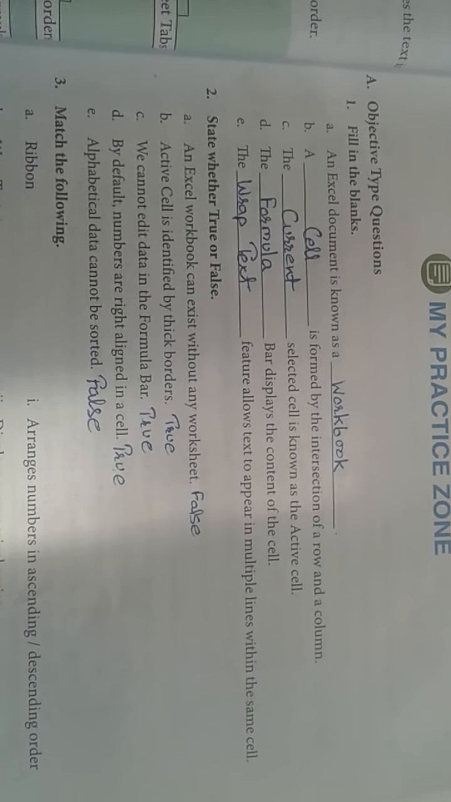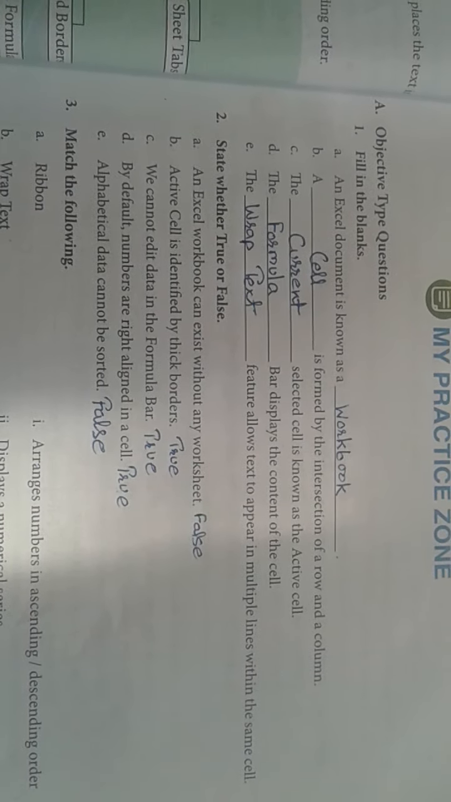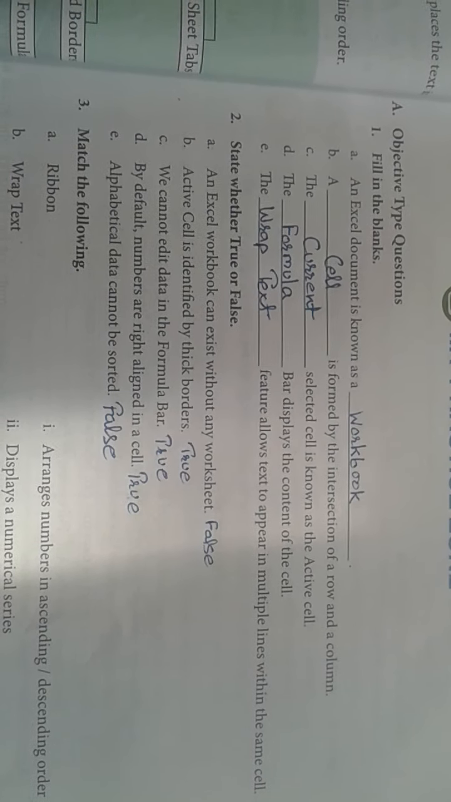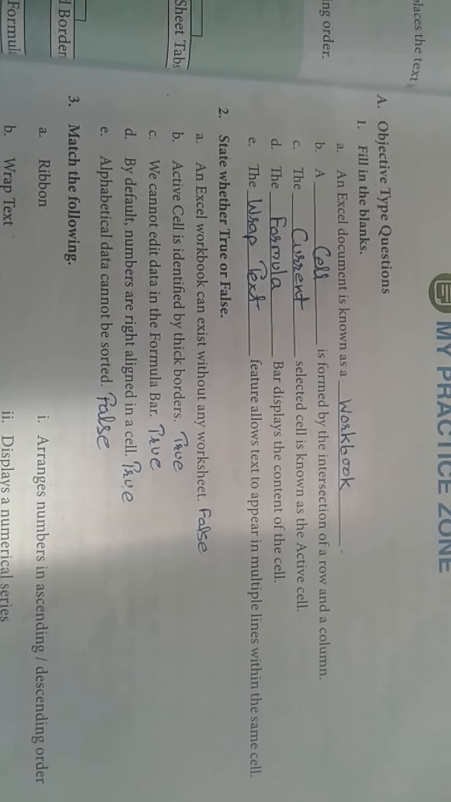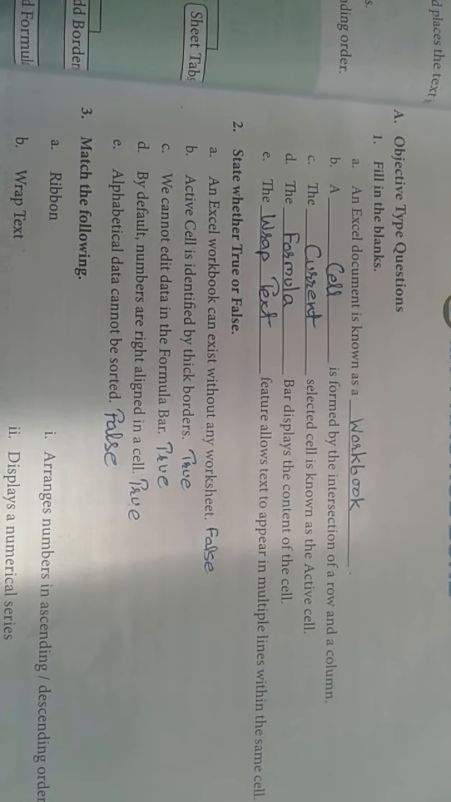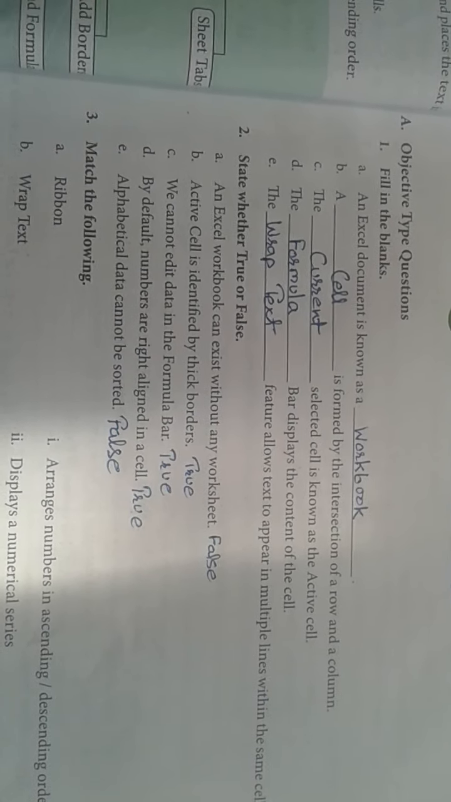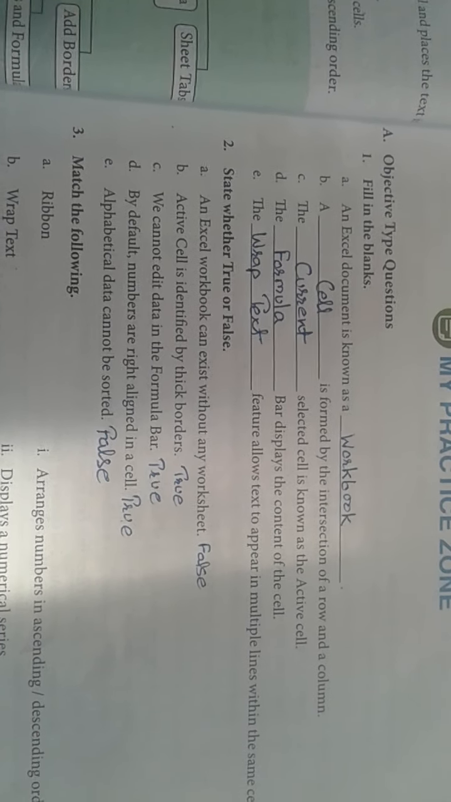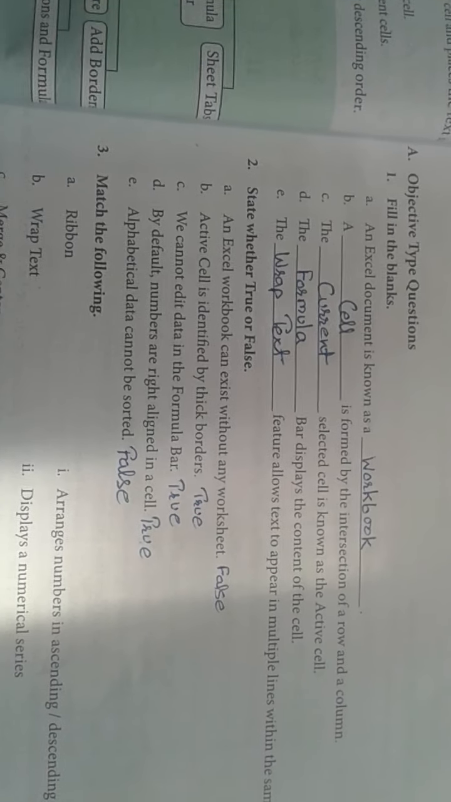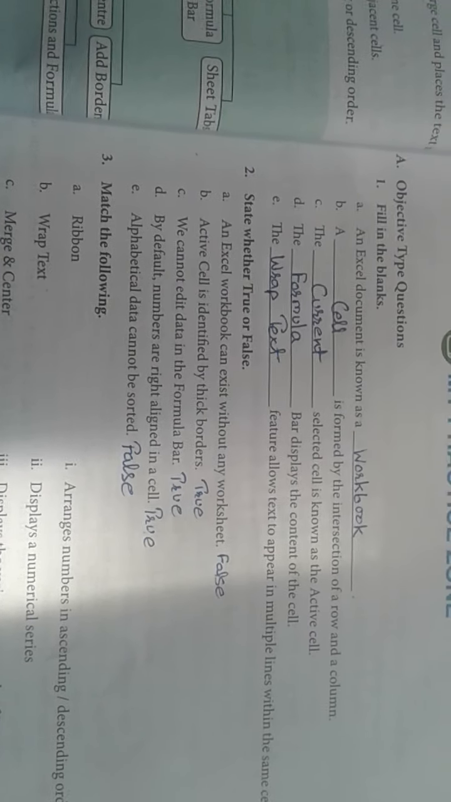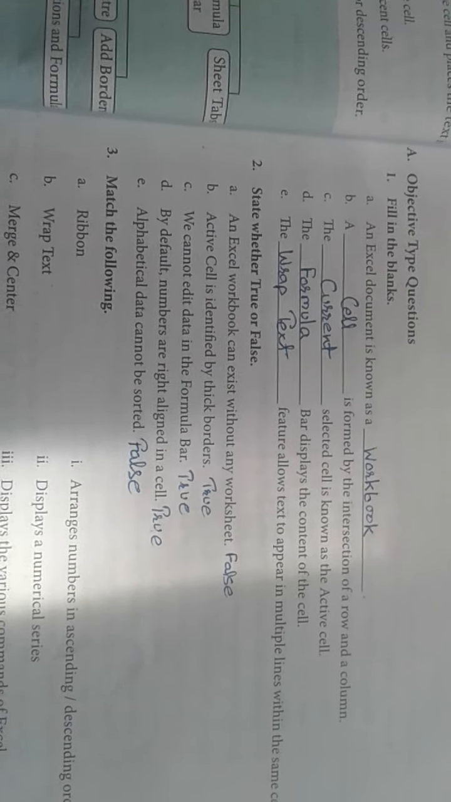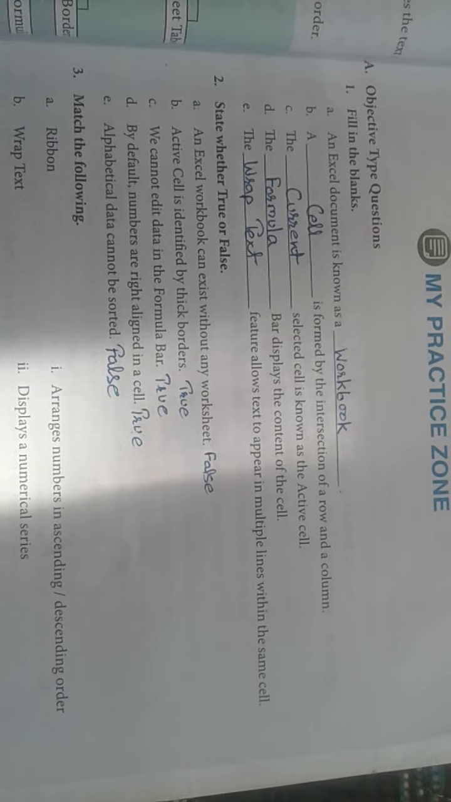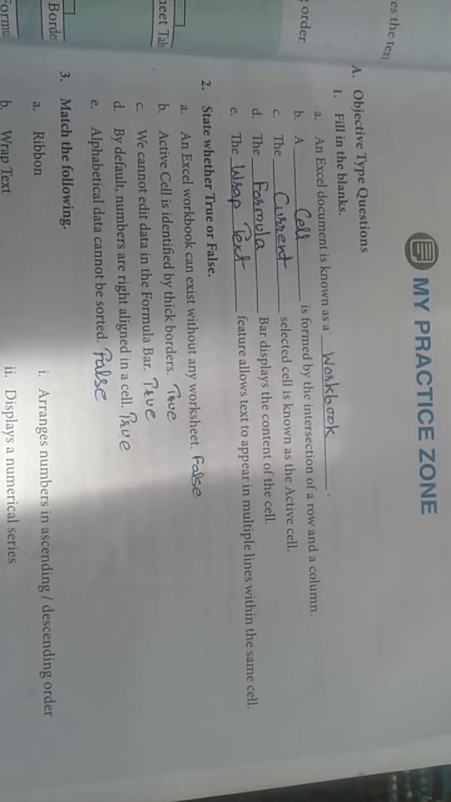And wrap text, this feature allows text to appear in multiple lines within the same cell. Autofill, this command helps to automatically complete the series in the adjacent cells. Sorting, all of you know that this feature can sort numerical data and text values in ascending or descending order. Now students, you need to note down the fill in the blanks and the true false in your classwork copies.